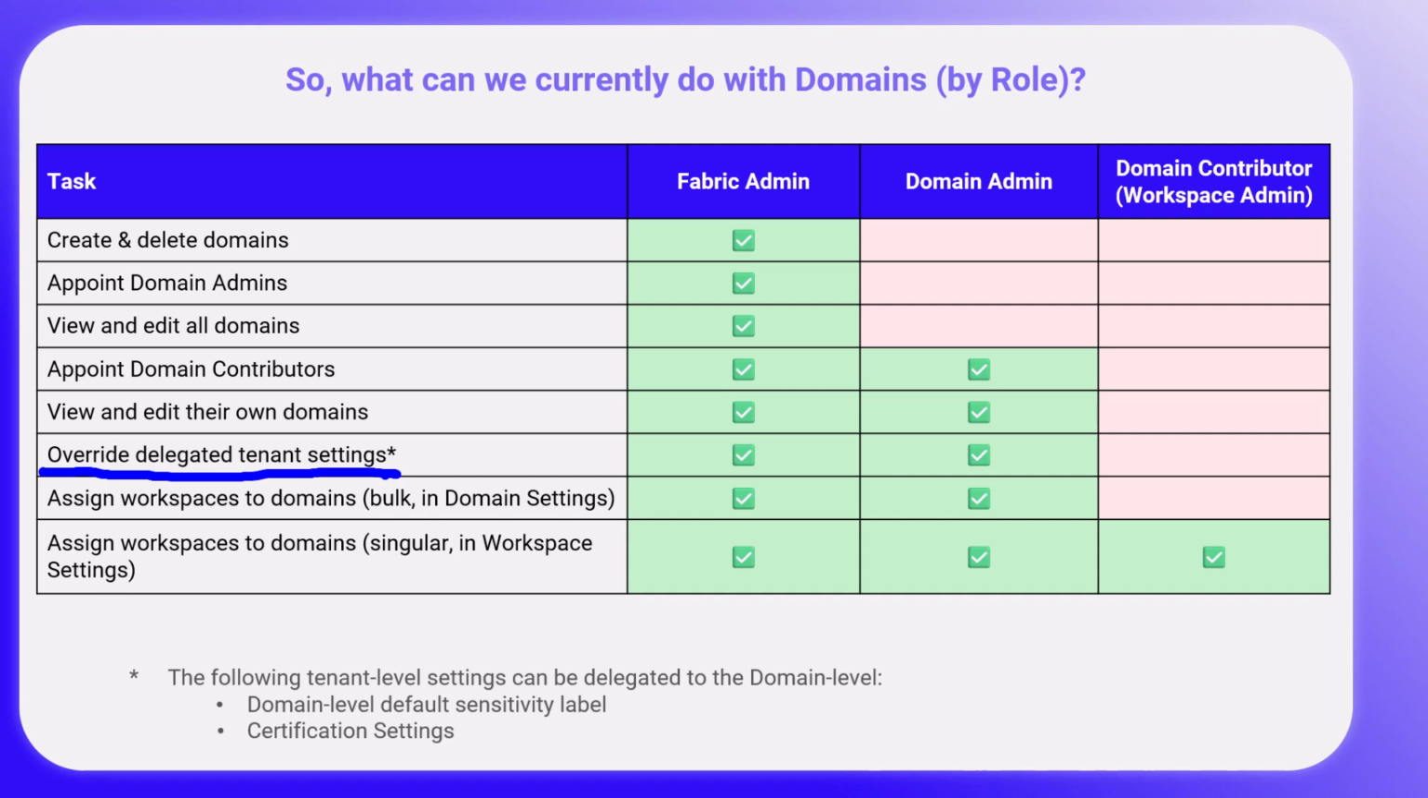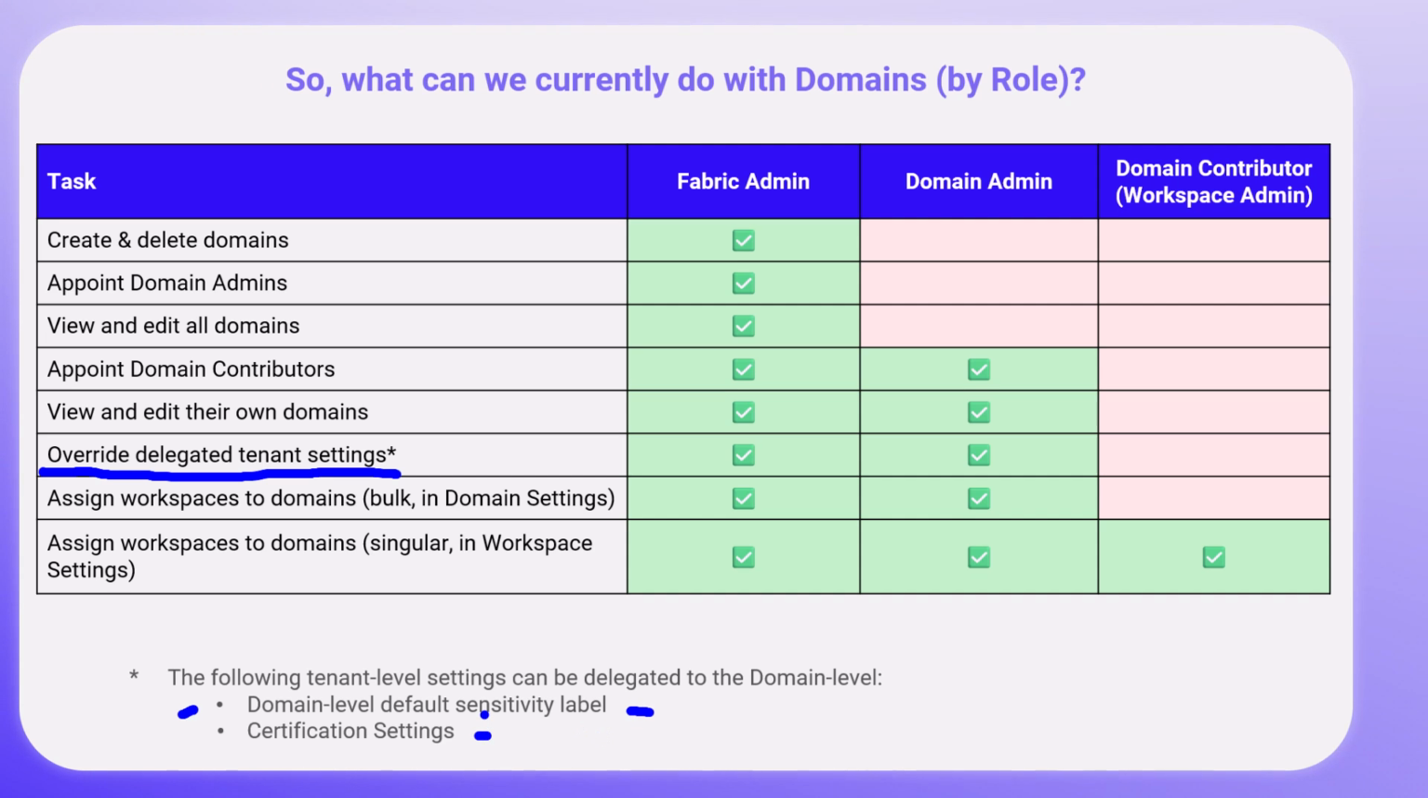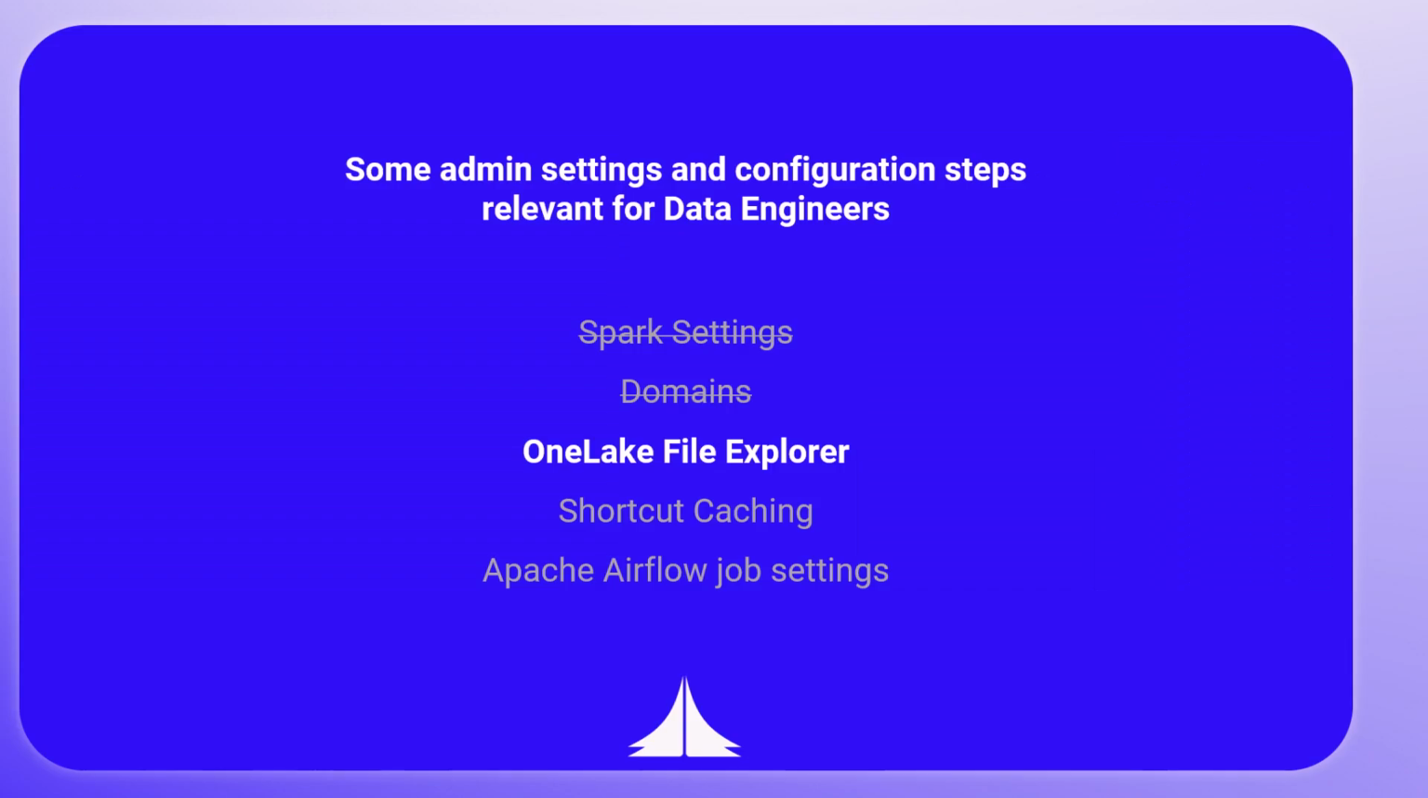So there are some settings that are traditionally set at the tenant level, but if it's enabled by the Fabric admin, they can be delegated down to the domain level. So they can be set uniquely for that particular domain. Now, the two currently available are around sensitivity labeling, so having a default sensitivity label for your domain, and also certification of items as well. So like endorsement, basically.